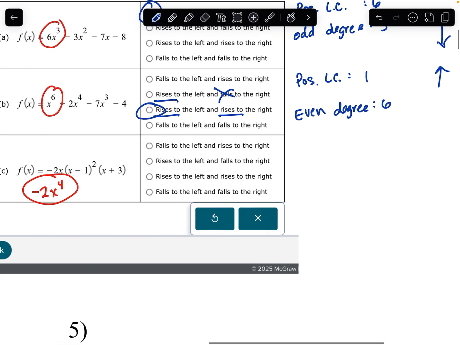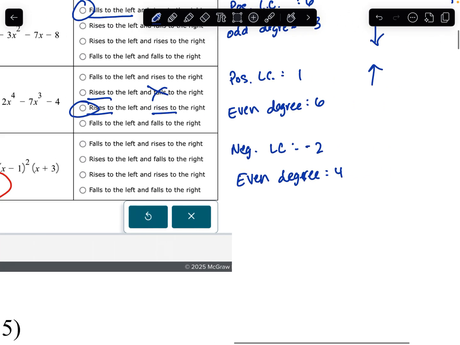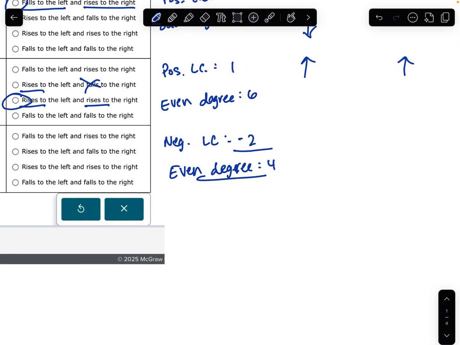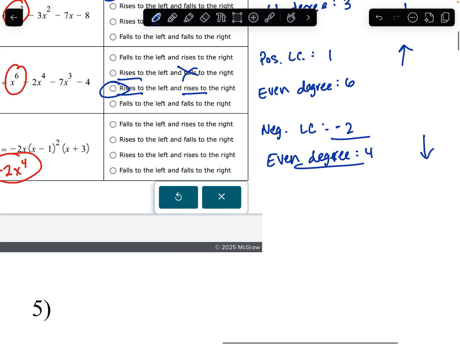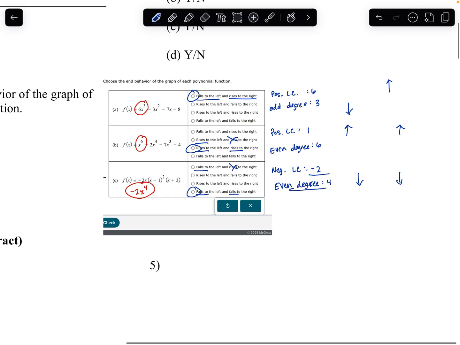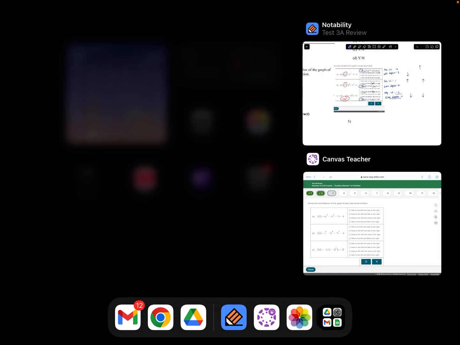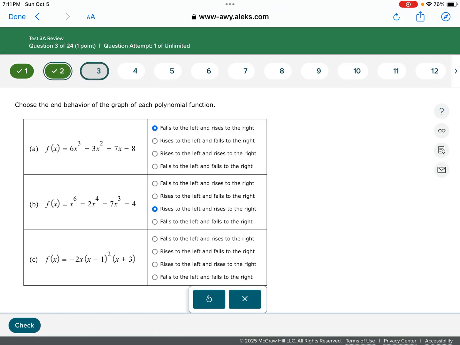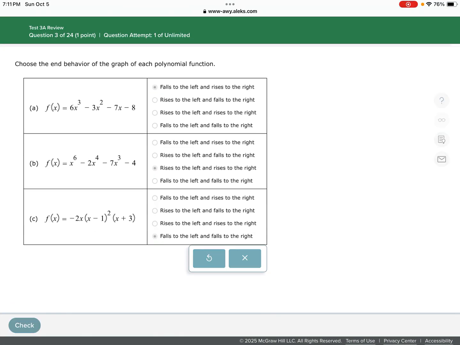For this one right here, we have a negative leading coefficient, and that is -2, and we have an even degree, and that degree is 4. So if it's an even degree, they have to be going in the same direction. If it's negative, they're both going down. So that's going to be fall on the left, fall on the right, so it's got to be that one. So first, third, and then last. Let's see if I get these right. Okay, we're good.